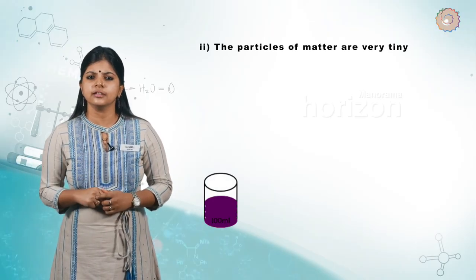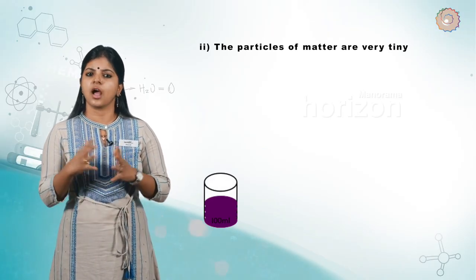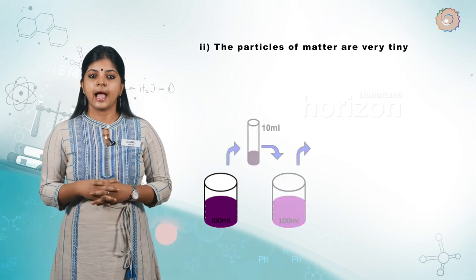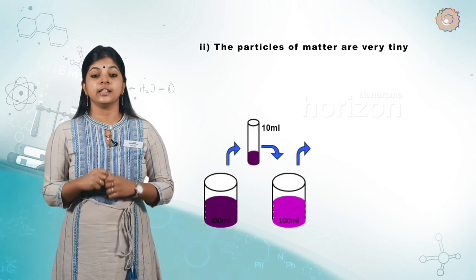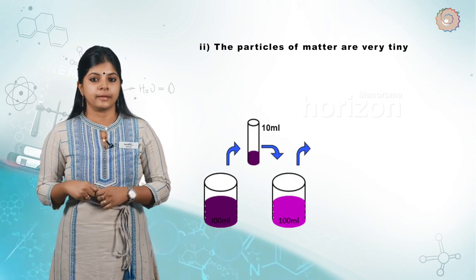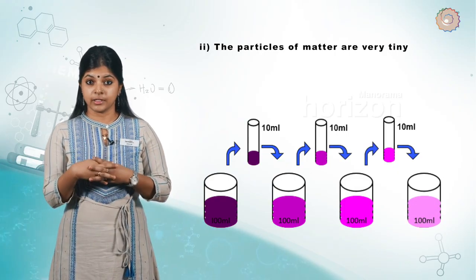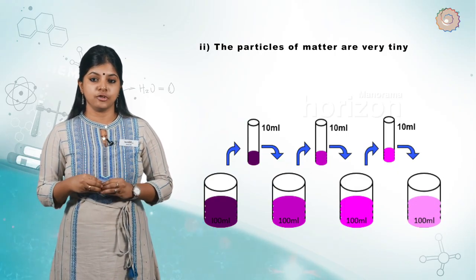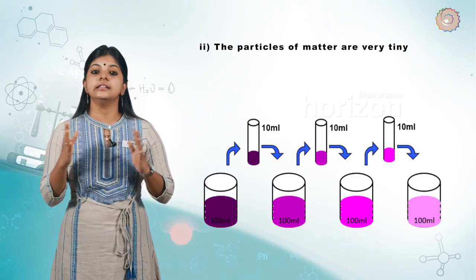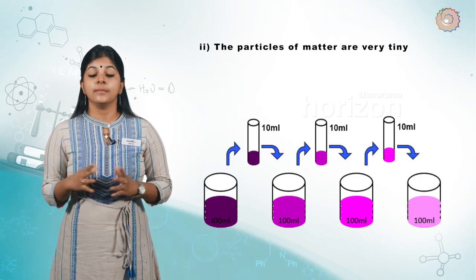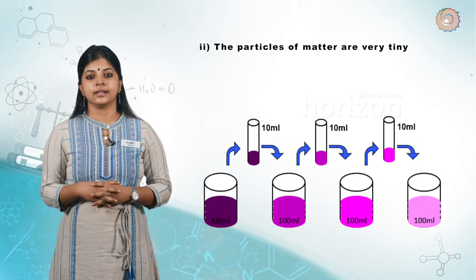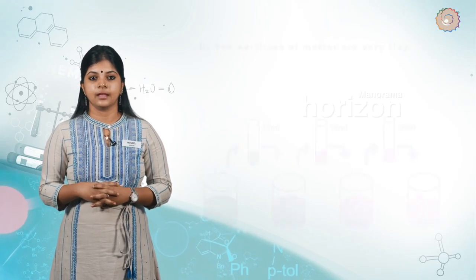Let's try another test. Dissolve 2 to 3 crystals of potassium permanganate in about 100 ml of water in a beaker and just take 10 ml of this solution and dissolve in 90 ml of water. Repeat this process for about 5 to 6 times. This shows that a few crystals of potassium permanganate can color a large volume of water because there are millions of tiny particles in each crystal. Okay, now let's see another test.